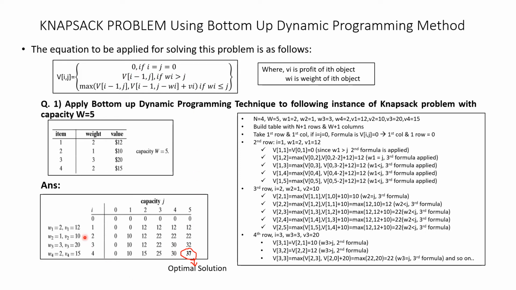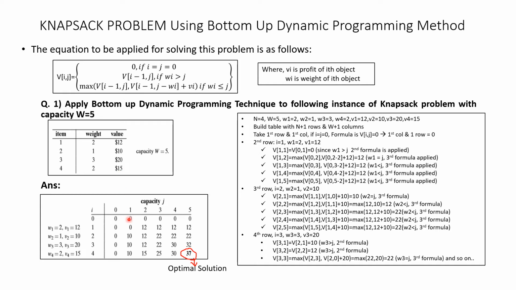Again, I will repeat. First you create n plus 1 rows. Then W plus 1 columns. Since n is 4, create 5 rows from 0 to 4. Since W is 5, create 6 columns from 0 to 5. This is I, this is J, and when I is 1, W1, the first weight, is 2. So what is V1? Profit. The first object is 12. Similarly, W2 is 1, V2 is 10. W3 is 3, V3 is 20. W4 is 2, V4 is 15.